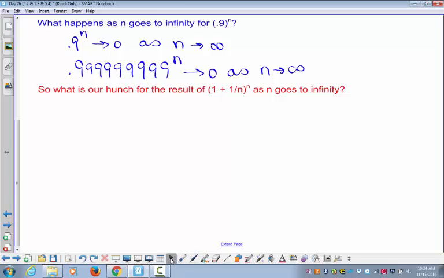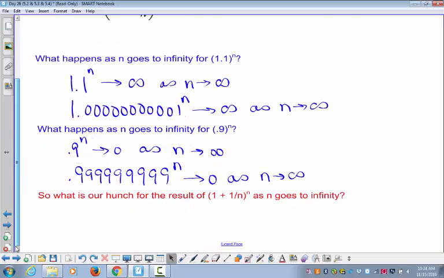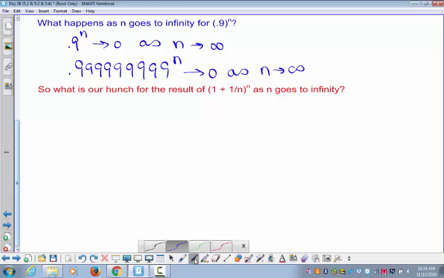No one who's not familiar with math would ever say, oh, that goes to 2.71. You'd never guess that. You wouldn't guess that it goes to e. But that's what happens here, though.